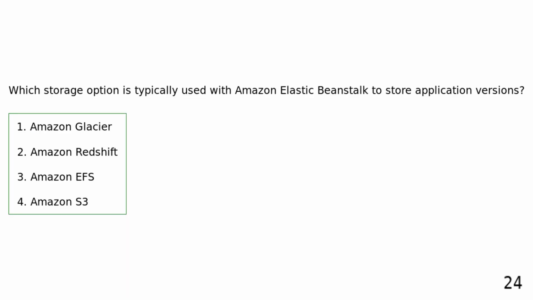Which storage option is typically used with Amazon Elastic Beanstalk to store application versions? Amazon Glacier. Amazon Redshift. Amazon EFS. Amazon S3. Application versions in Elastic Beanstalk are stored in Amazon S3.